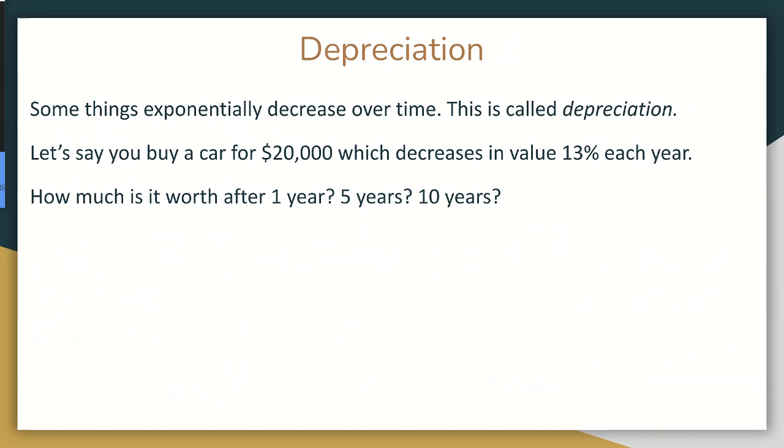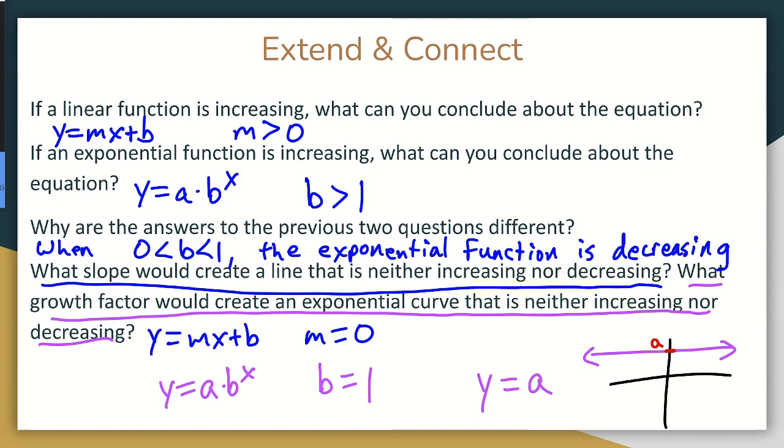Depreciation. Some things exponentially decrease over time. This is called depreciation. Let's say you buy a car for $20,000, which decreases in value 0.1 or 13% each year. How much is it worth after 1 year? Kai, you said, isn't that an invalid exponential equation? Yes, it's not exponential, it's linear. You're absolutely right. Thanks, Kai.